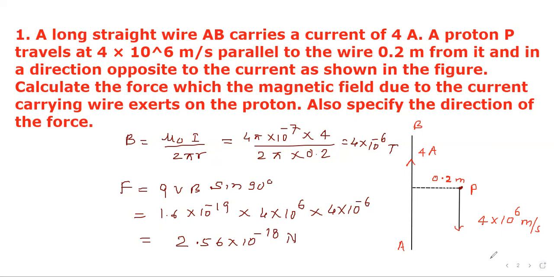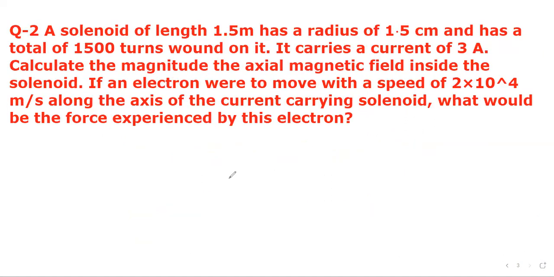Now let's consider another question. A solenoid of length 1.5 meter has a radius of 1.5 centimeter and has a total of 1500 turns wound on it. It carries a current of 3 ampere. Calculate the magnitude of the axial magnetic field inside the solenoid. If an electron were to move with a speed of 2 into 10 power 4 meter per second along the axis of the current carrying solenoid, what would be the force experienced by it?